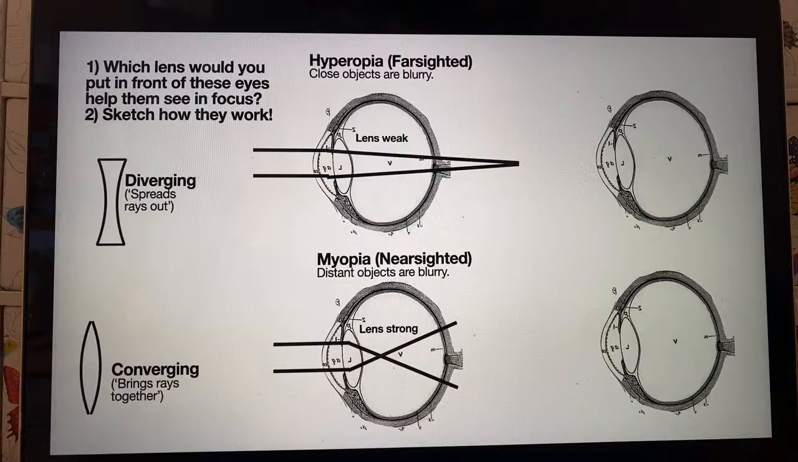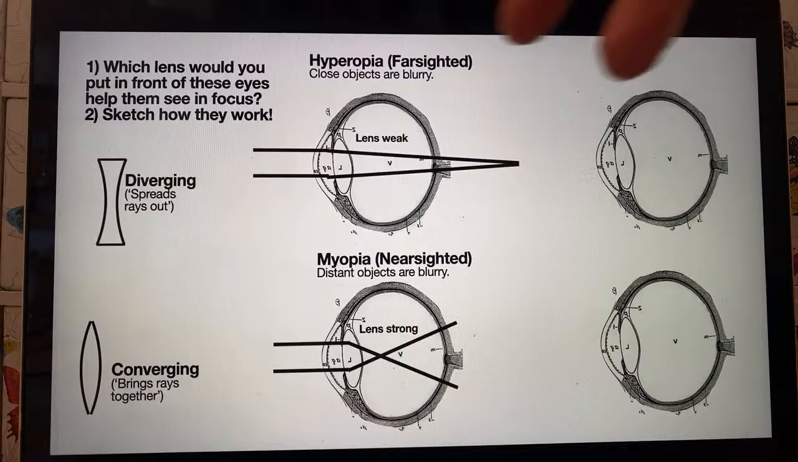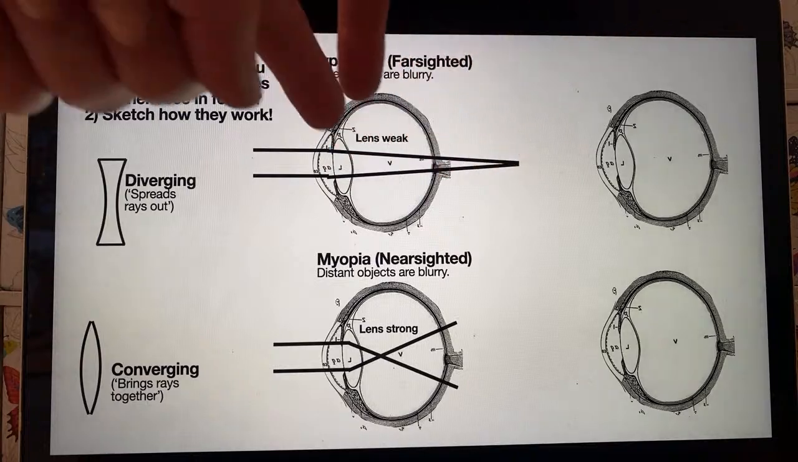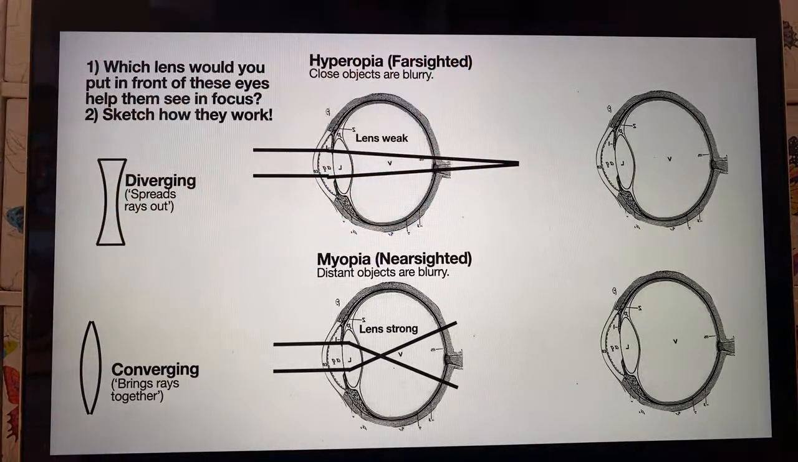Have you made your decision, even if you haven't sketched it out? That's quite a tricky sketch, actually, isn't it? All right, I'm going to show you. So this first one, the rays are meeting too far back, so they need to meet earlier. So we would want to put a converging lens in front of that ray of light.